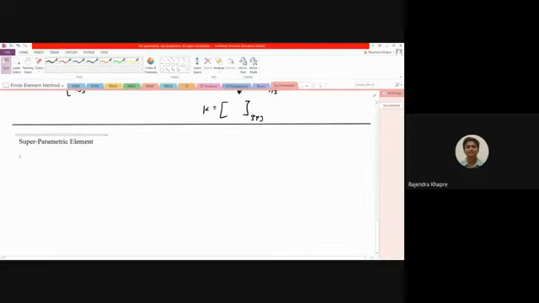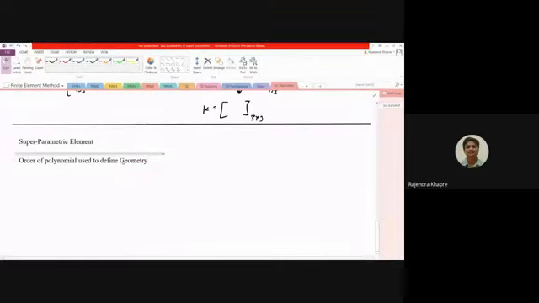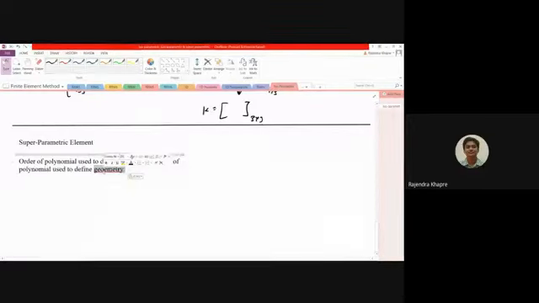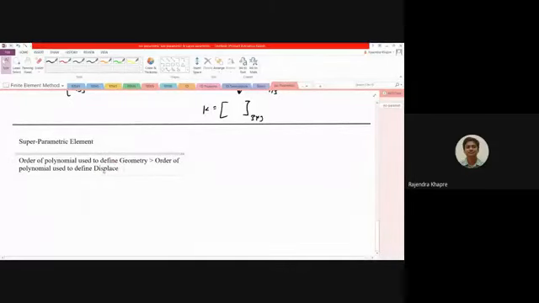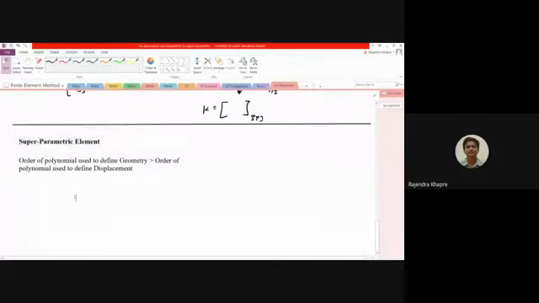Now in the super parametric element, the order of the polynomial used to define the geometry is greater than the order of the polynomial used to define the displacement. In this particular case, the element is called the super parametric element. I hope this is clear to everybody. Exactly the reverse of the subparametric element. So now let us quickly go through the derivation part.